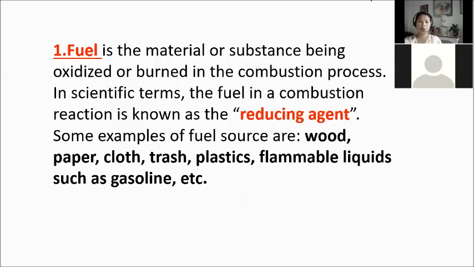And of course, walang chemical reaction na mangyayari kung walang oxidizing agent. So there should be a reducing agent and oxidizing agent to complete a reaction. And some examples of fuel sources are woods, paper, cloth, trash, plastics, flammable liquids such as gasoline, and others.